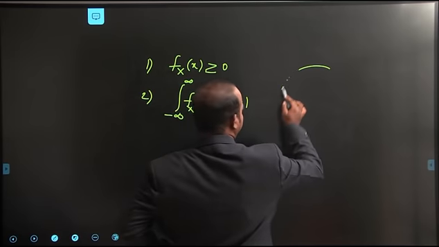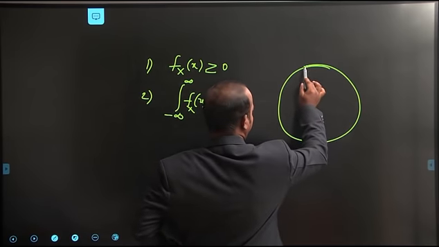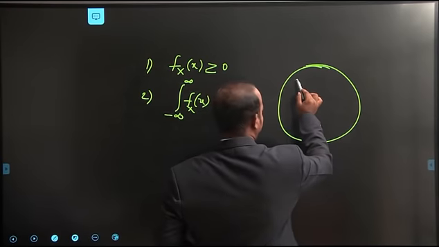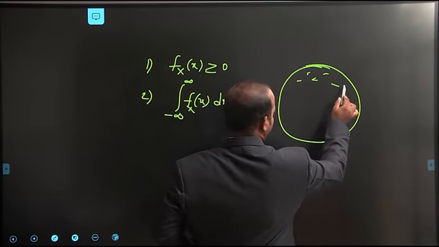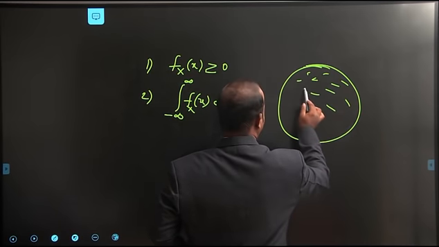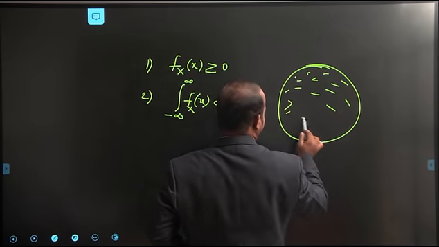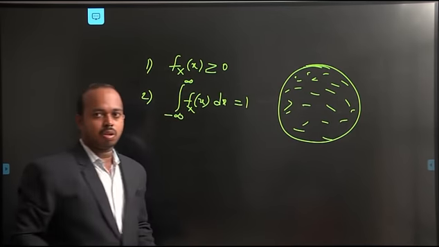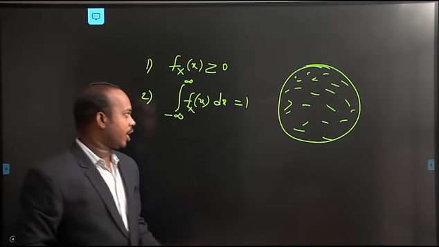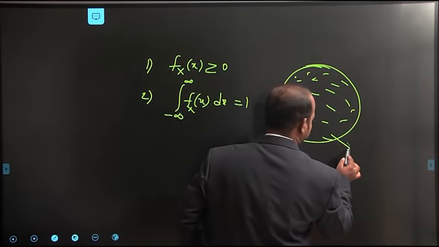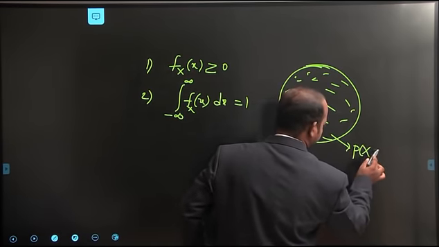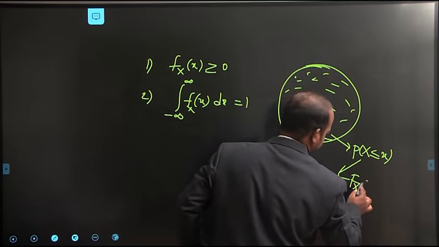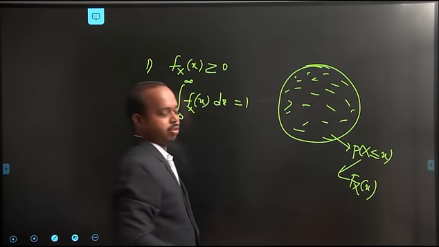Suppose I take this entire area as one circular area. In this area, I distribute a large number of elements. These elements are spread over this entire area. How much of the area the elements spread over, we can calculate using the distribution function, the probability that capital X is less than or equal to small x, which is capital F_X of small x.